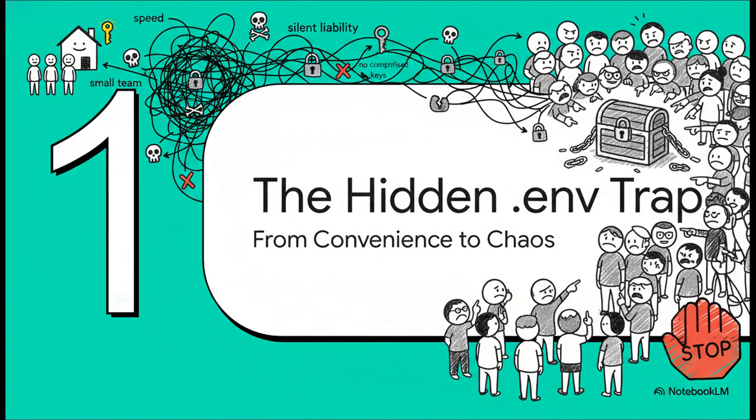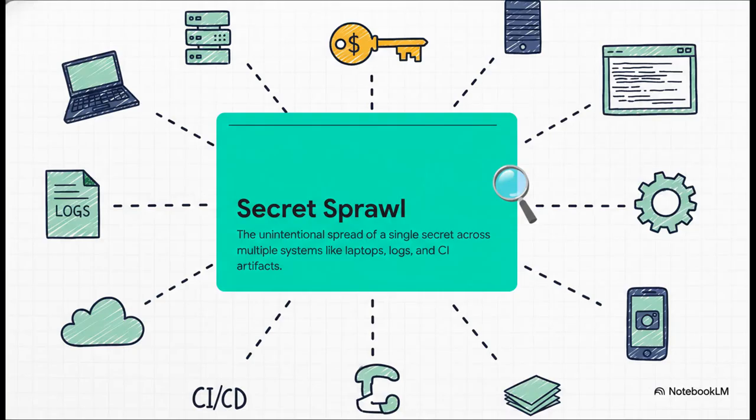So where does this all start? Well, it begins with the humble .env file. I mean, when you're a team of 3, it's amazing. It's fast, it's simple, but then you grow. And by the time you're a team of 25, that same file is a ticking time bomb. Nobody owns it, there's no audit trail, and if a key gets compromised, good luck figuring out how to revoke it. And this leads to a problem that has a name, secret sprawl.